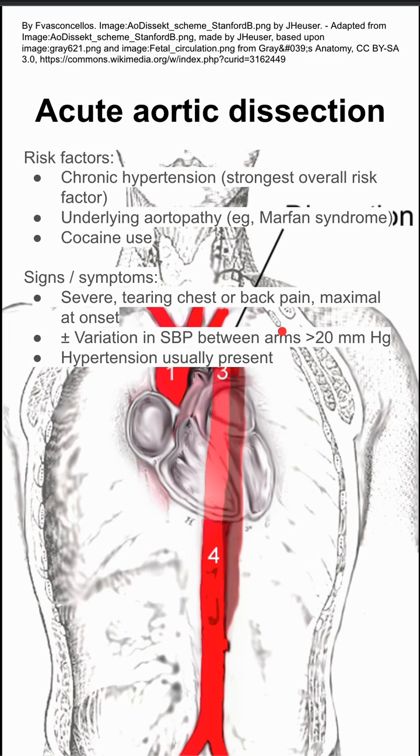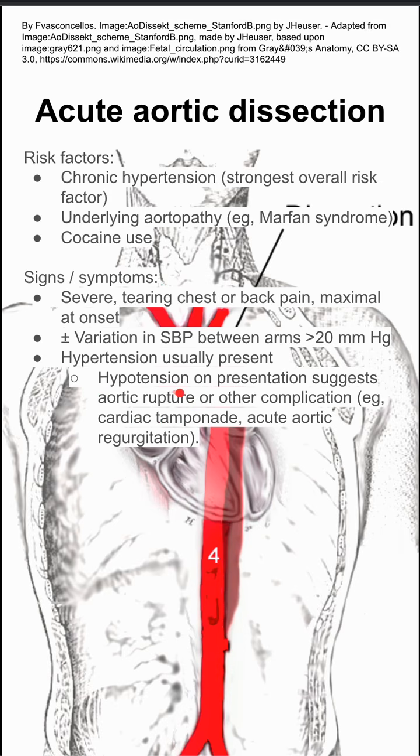Hypertension is usually present when you have an acute aortic dissection. If you have hypotension, that suggests you might have an aortic rupture or other complication like cardiac tamponade or acute aortic regurgitation. So usually it's hypertension. Hypotension means you might have something else as well.